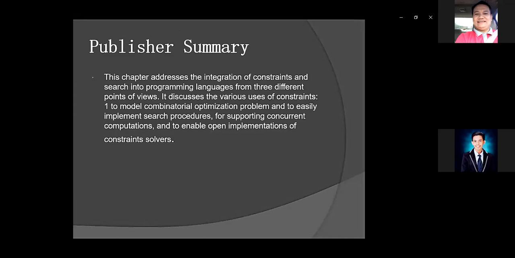Publisher summary. This chapter addresses the integration of constraints and search into programming languages from different points of view. It discusses the various uses of constraints: to model combinatorial optimization problems, to easily implement search procedures, to support concurrent computations, and to enable open implementation of constraint solvers.